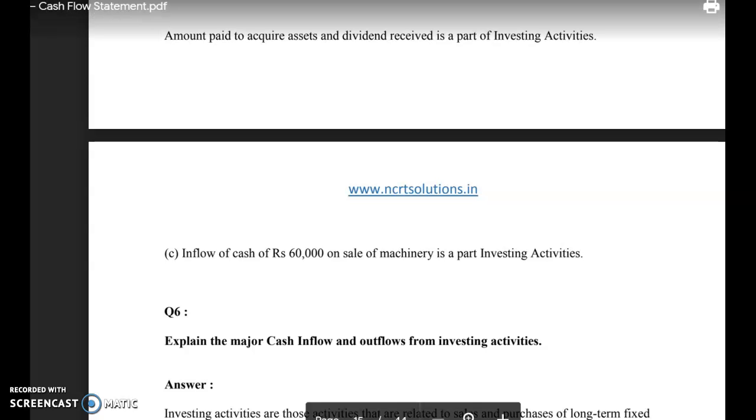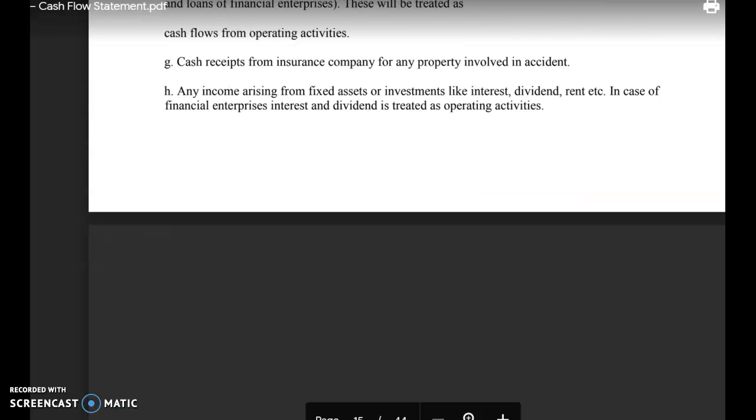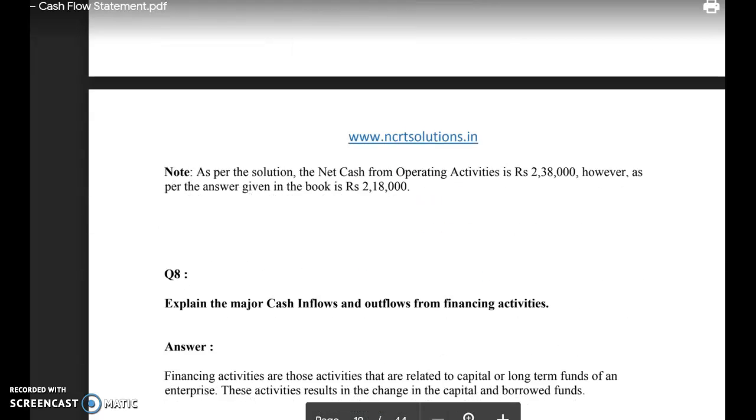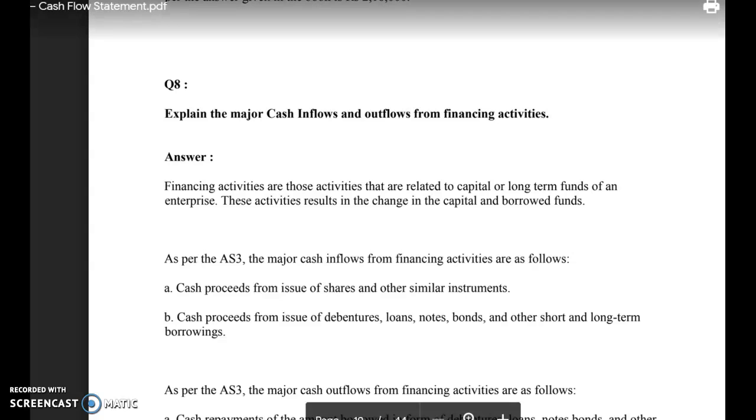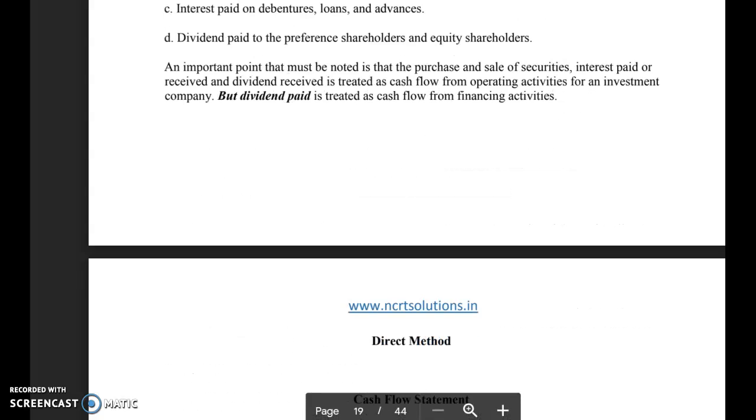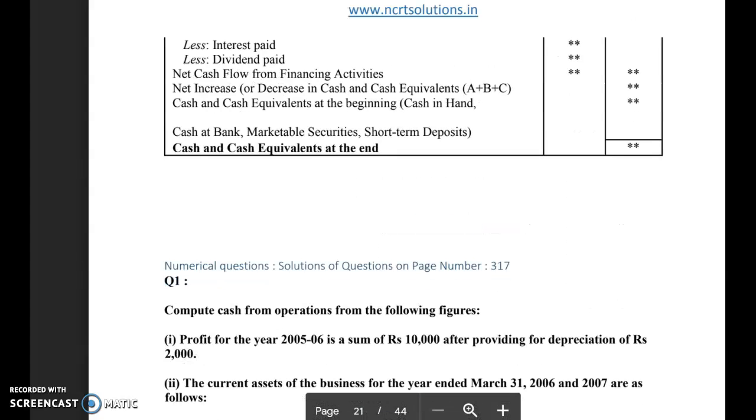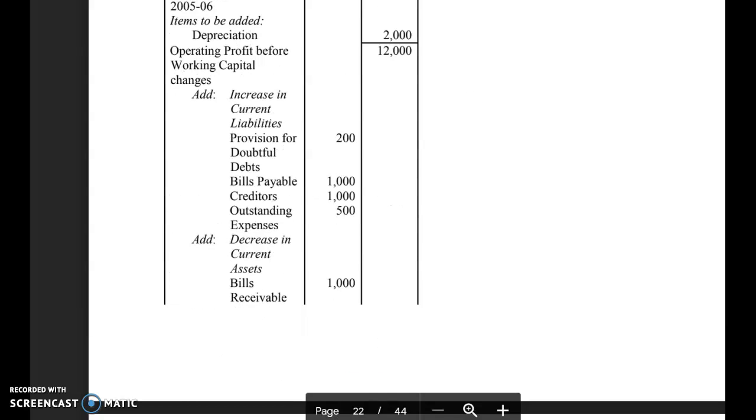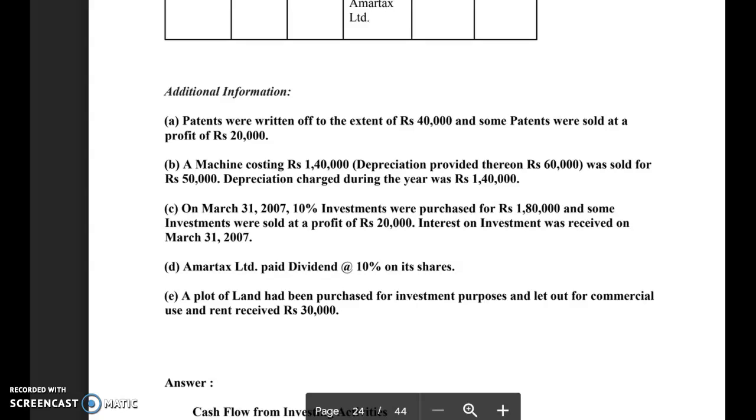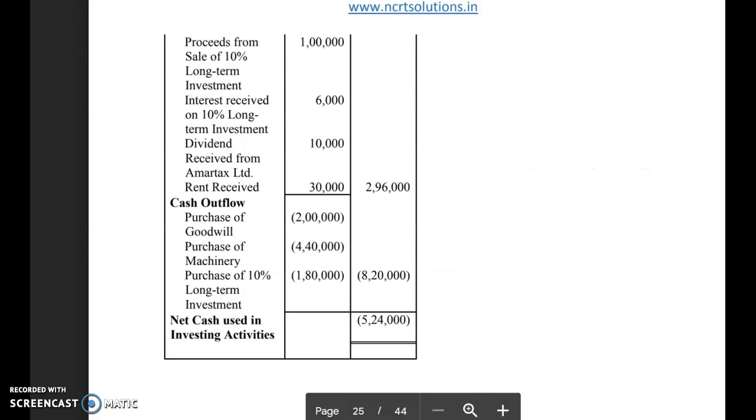Now I will share with you one complete question relating to additional information. As I told you, some questions are to be taken with reference to additional information, and how those questions are to be taken up. Let's see the additional information and the solution of those different types of problems. Here we will go for this question number given.